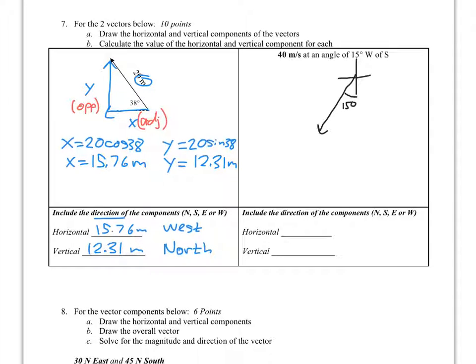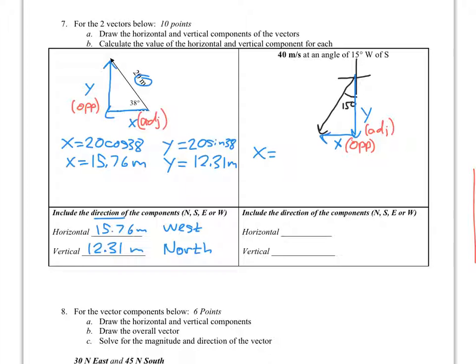I can now go ahead and draw my components. So there is my y component going down. There's my x component going to the left. And in this case, it's actually flipped from the other one. I know that my y component is going to be my adjacent, and my x component is going to be my opposite side here. Now that I have that, I can go ahead and fill in or solve for both the x and the y.